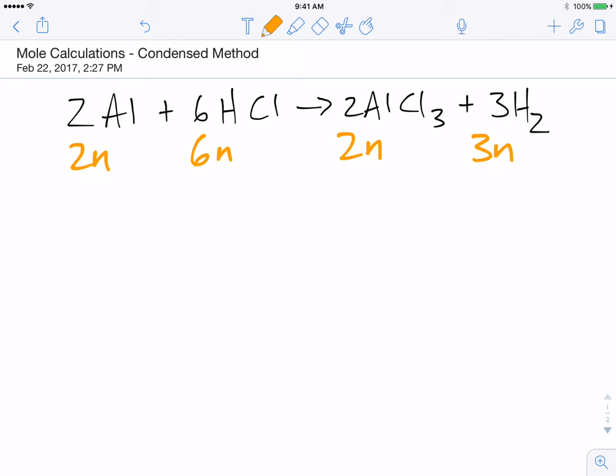Okay. Now, once we recognize that, we would know the ratio that we need to mix our chemicals. However, we have a problem. I can't go out into my lab or my balance and measure out moles of aluminum or moles of HCl. I first have to convert it to grams. So what we're going to do is convert these to grams.